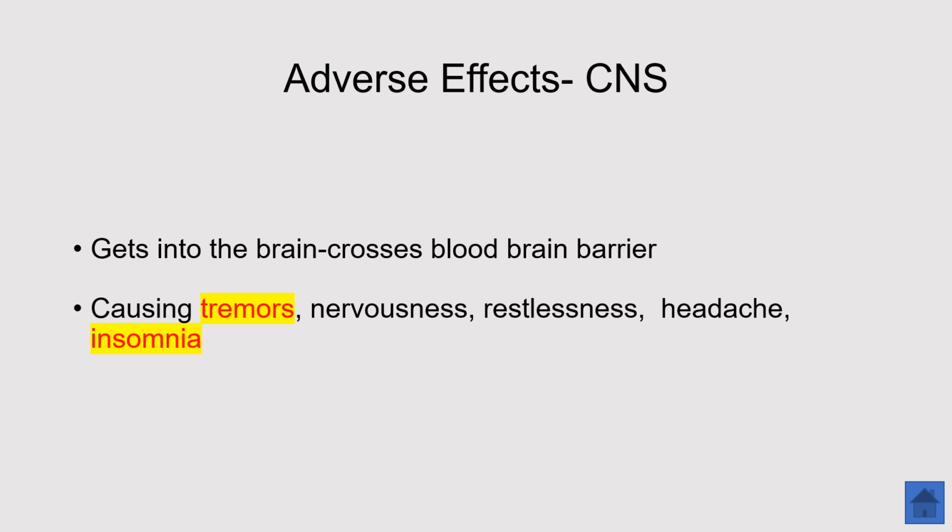Now let's look at the adverse effects on the central nervous system. This drug crosses the blood-brain barrier and gets into the brain, and it causes tremors, nervousness, restlessness, headache, and insomnia. It is part of the sympathetic nervous system, so it can act more like a stimulant. Have you heard of the fight or flight response? It stimulates the functions of the organs, thereby causing nervousness and restlessness. If it gets to a point that the patient can't tolerate it, they have to report it to the healthcare provider.